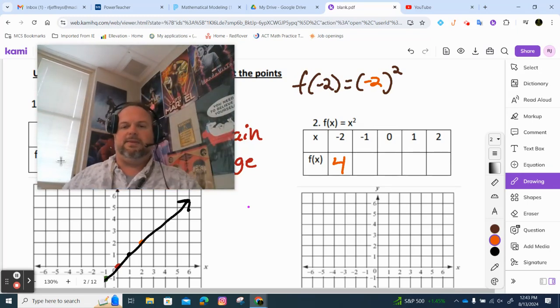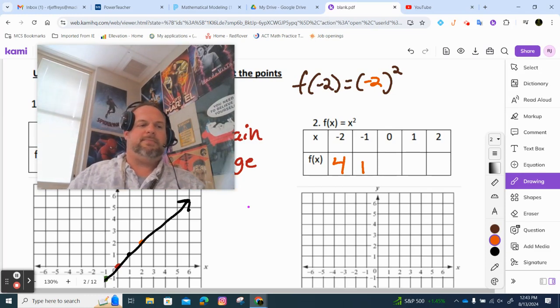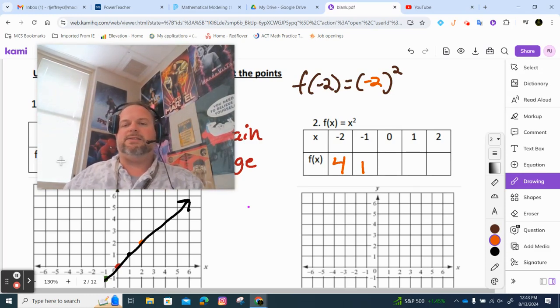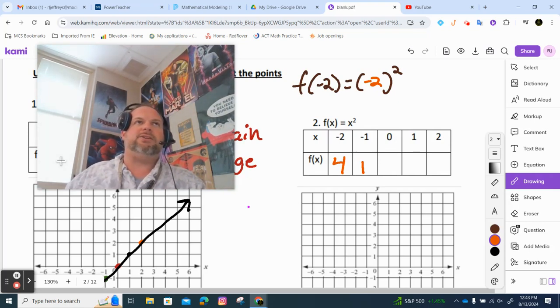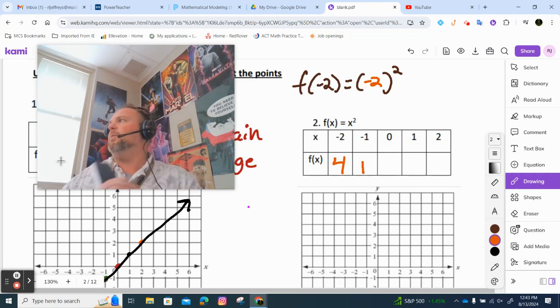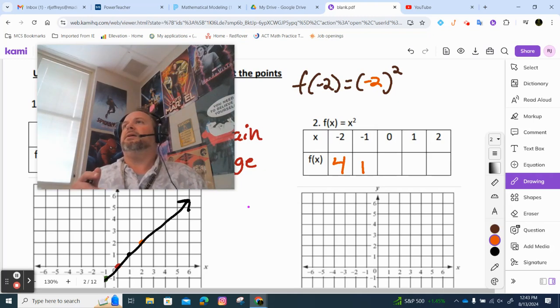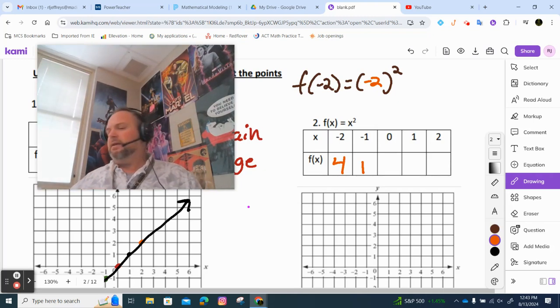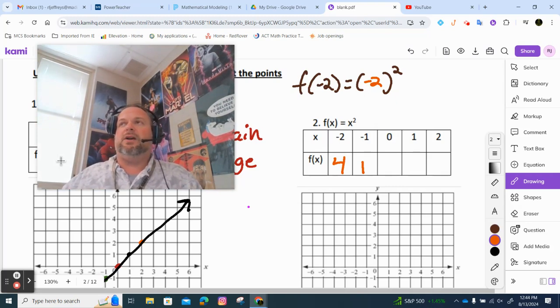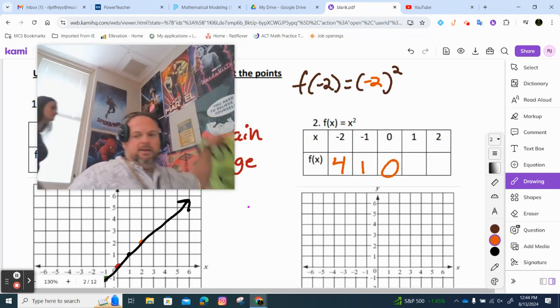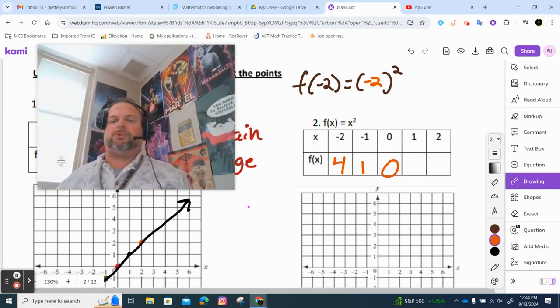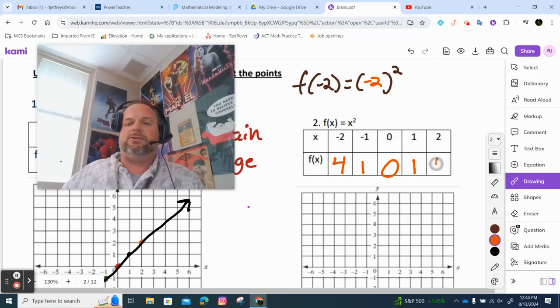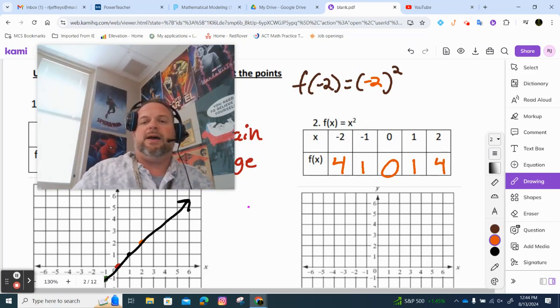All right. So 1. All right, 0. Now, who knows what this little 2 does? What does it actually mean? Squared, but what does it actually mean? Times itself. All right, so this is 0 times 0, which is? Who said 1? Please jump out the window. Okay. Shh. Now, this should be 1 and this should be 4. All right.